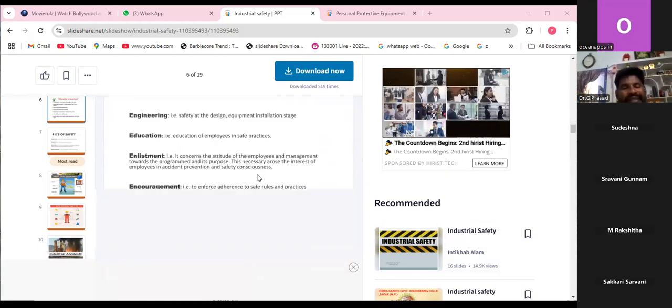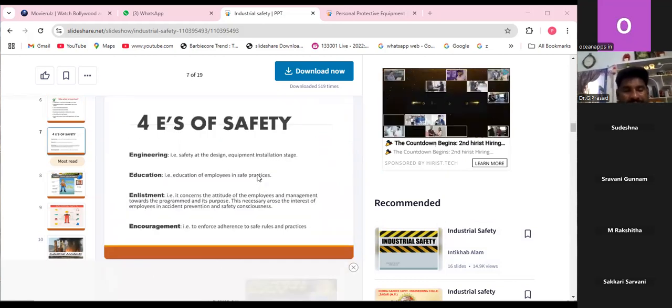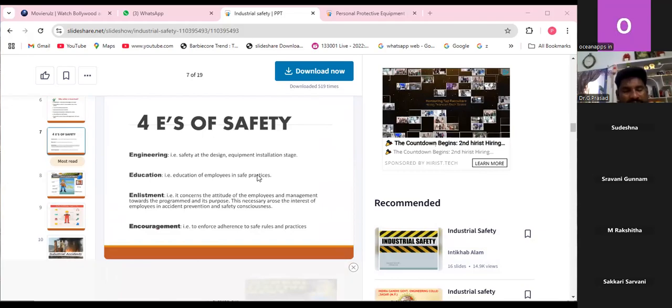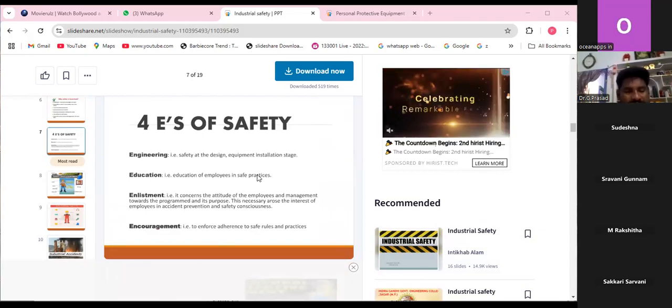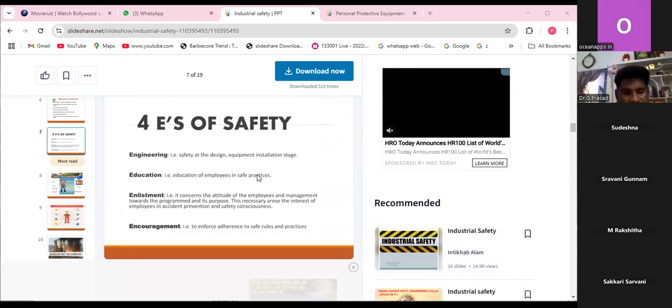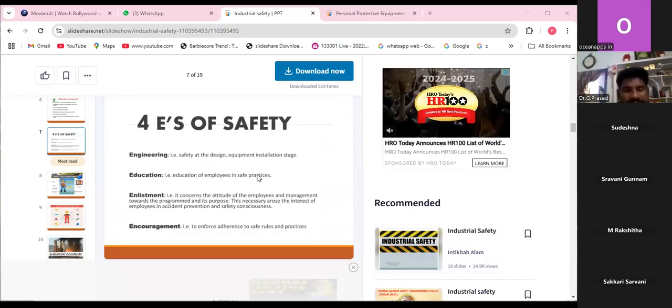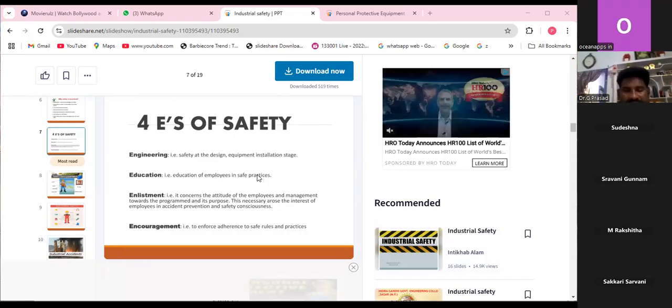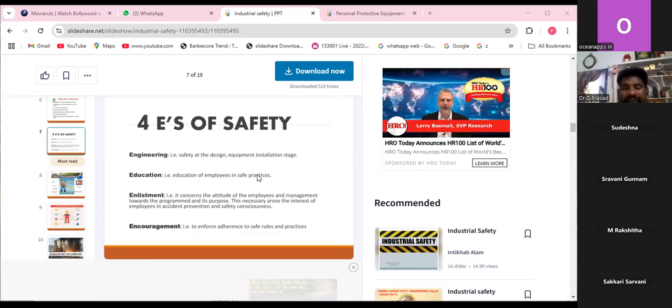The four Es of safety: the first is engineering, the second is education, the third is enlistment, and the fourth is encouragement. What is engineering? Safety at the design, equipment, and installation stage. If, suppose, one piece of equipment is designed in a protective way, there is no chance of loss or damage to that particular company or equipment.